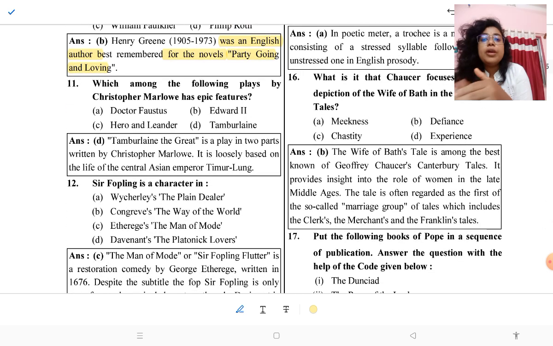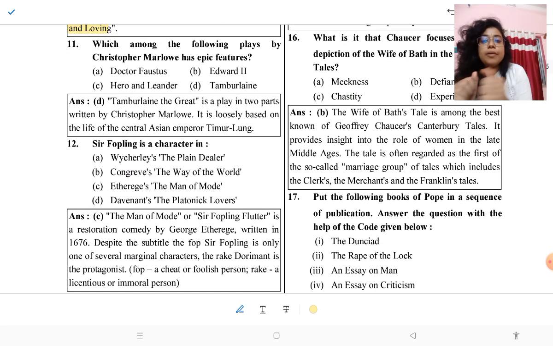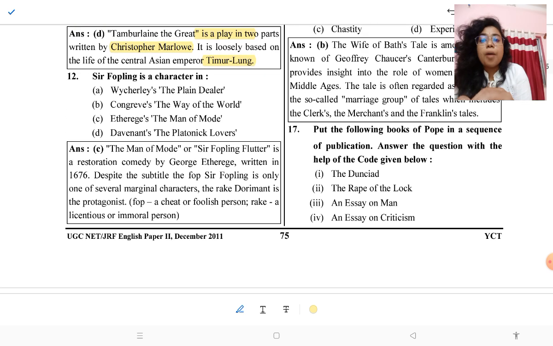Then, which among the following plays by Christopher Marlowe has epic features? And the answer will be Tamburlaine. Tamburlaine the Great is a play in two parts written by Christopher Marlowe. It is loosely based on the life of the Central Asian emperor Timur Lenk. Then Sir Fopling is a character in Etherege's The Man of Mode. I have already told you several times that Restoration comedies are most important, and I assure you that I will make videos on these plays.